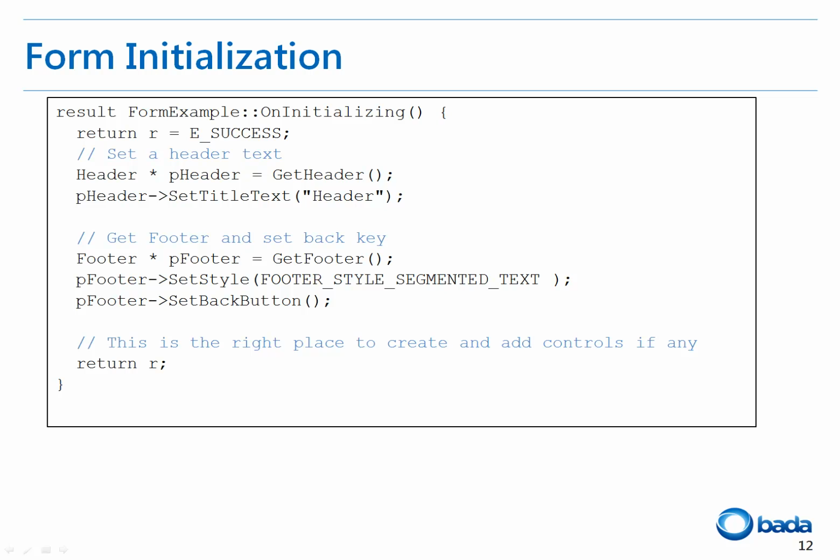First, let's have a look at the onInitializing function. Here, I've shown the initialization of the header and footer. In this function, we set the title of the header as header and set the footer style as FOOTER_STYLE_SEGMENTED_TEXT. We also set a back button to the footer. You can add other controls or perform further initializations at a later stage. I'll explain more about headers and footers later in this tutorial.